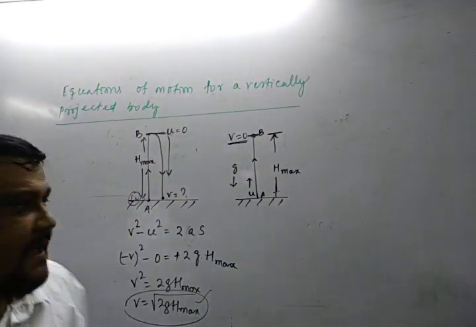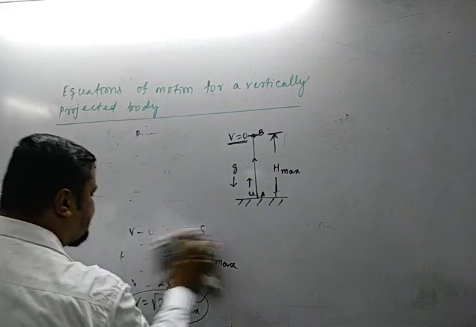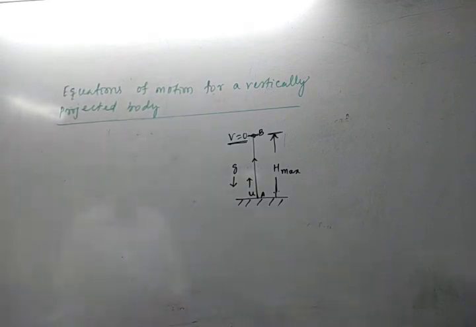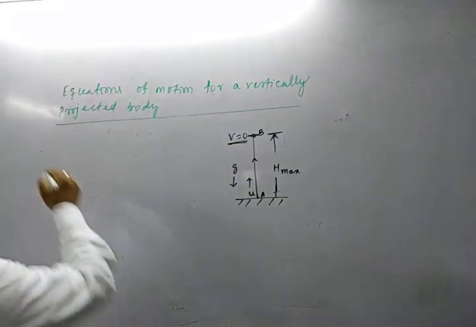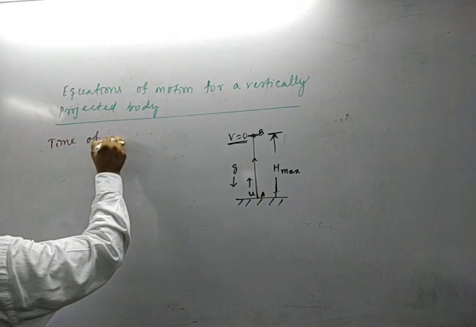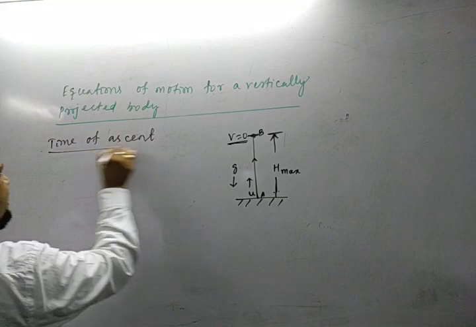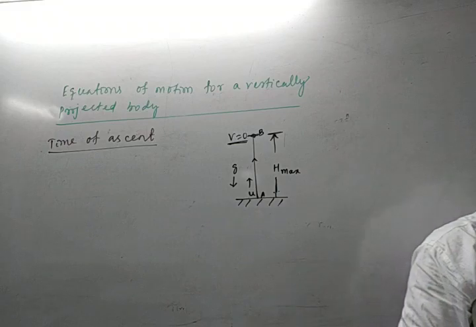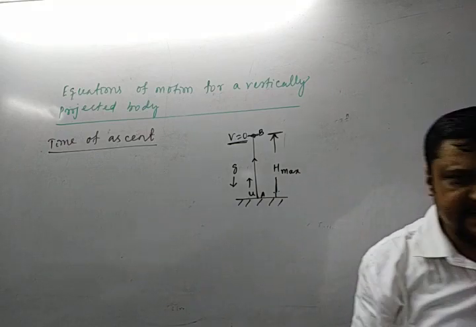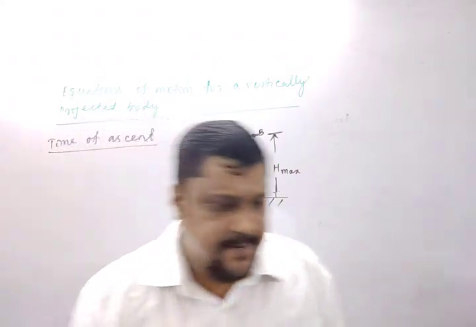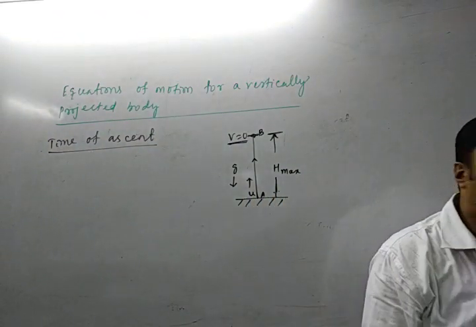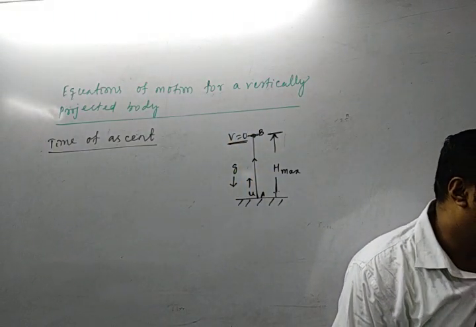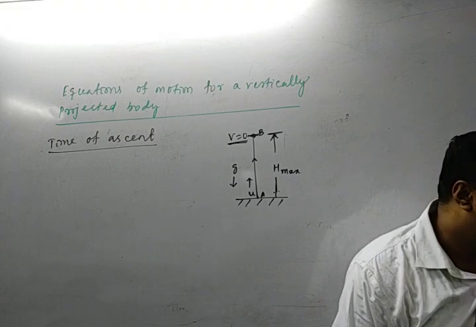Okay. Now we will go for the time of ascent. In the same case, time of ascent means what? What time will it take to reach the highest point? Time of ascent means the time required to reach the maximum height by a vertically projected body. Note this down: the time required to reach the maximum height by a vertically projected body is called time of ascent.